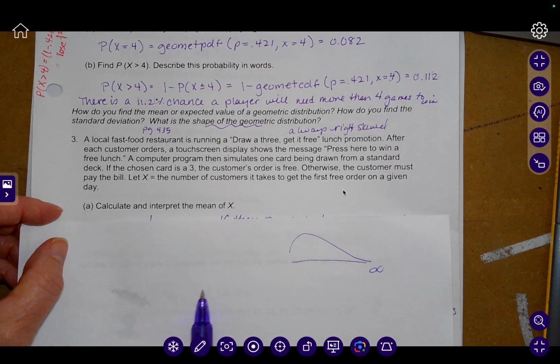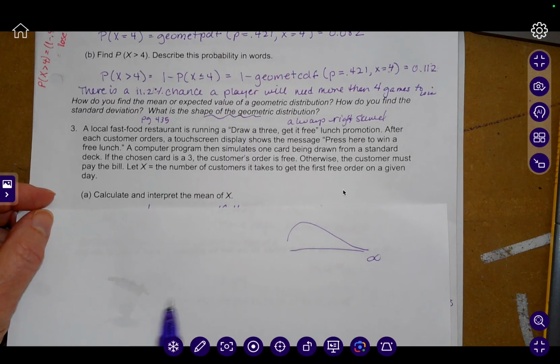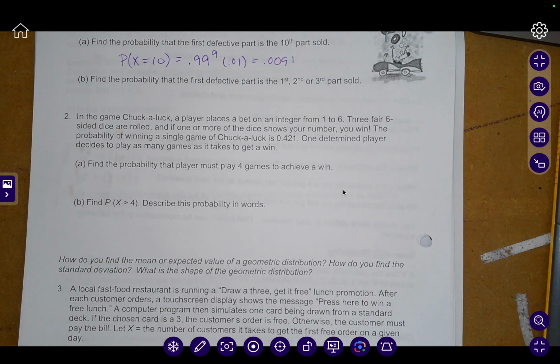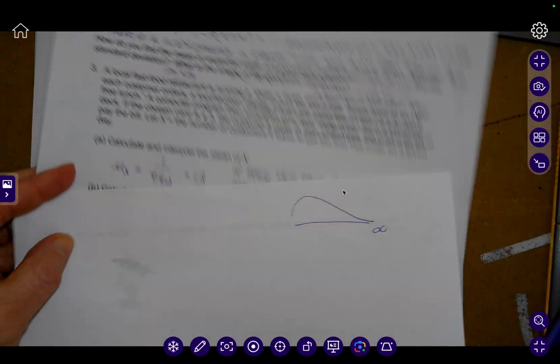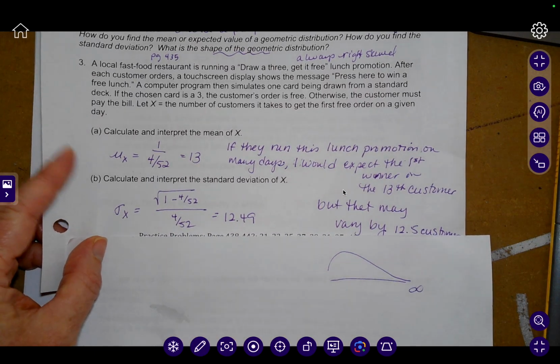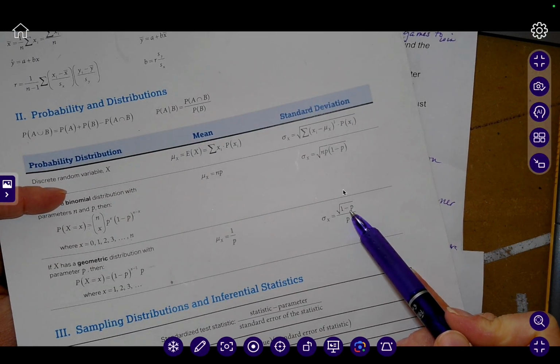So the probability of getting a 3: there's 4 3s in a deck, so 4 out of 52. To find the mean, it's 1 over 4 out of 52. To find the standard deviation, I'm just using that formula on the formula sheet. Only the numerator is under the square root.